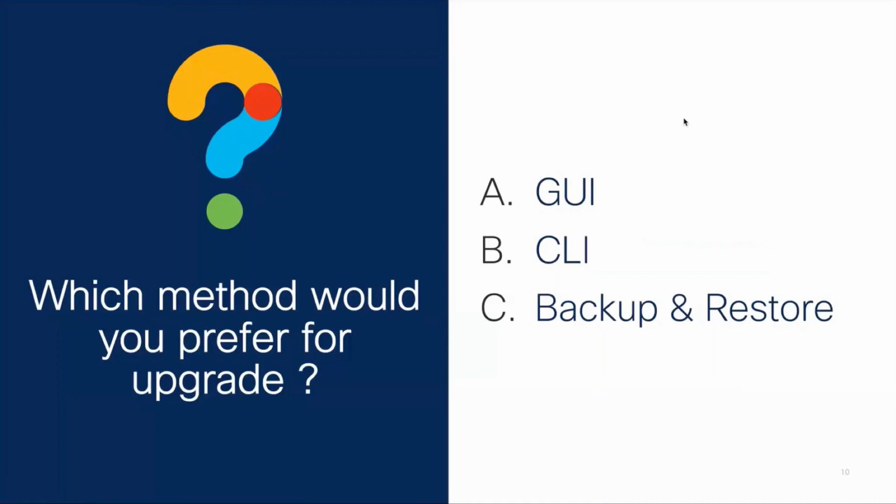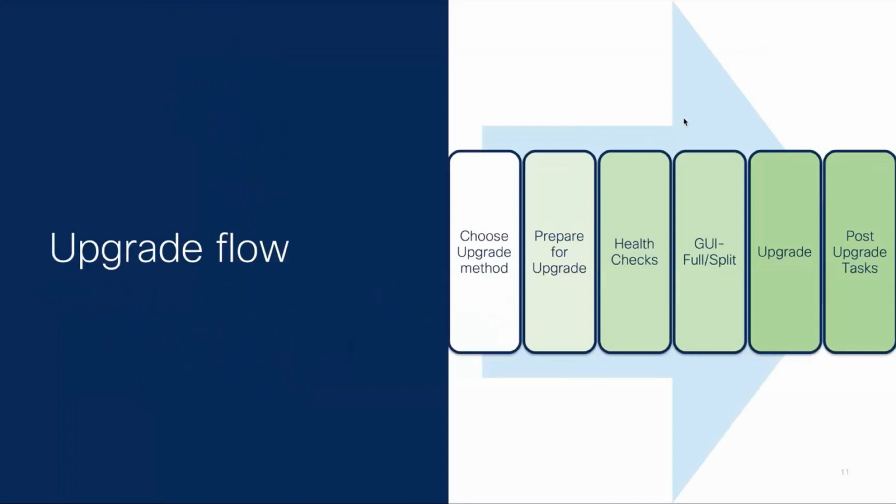So let's move ahead. This is what the upgrade flow is going to be at a high level. We're going to be talking about each and every aspect in detail, and our session is going to be aligning towards this upgrade workflow itself. The first and foremost thing is to choose your upgrade method, then prepare for the upgrade. Before upgrading your deployment, you're supposed to go through the checklist in order to be successful in the upgrade process. You've got to run the health checks.